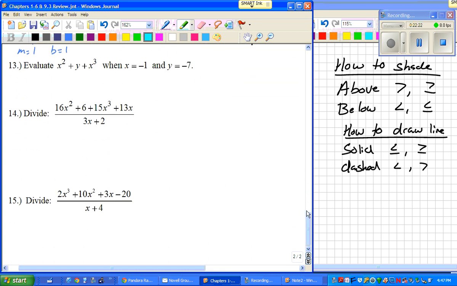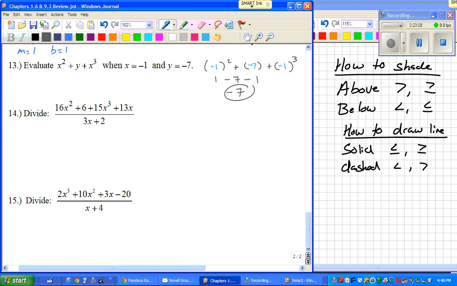All right. Number 13 says to evaluate. And all we have to do here, guys, is just plug it in. Okay? We just have to be very careful of our symbols and our signs. So x is -1, y is -7, and -1. -1 squared, or -1 times -1, is +1, -7, and then -1 to the third power is actually -1. When you combine 1 minus 7 minus 1 all together, you should get -7.